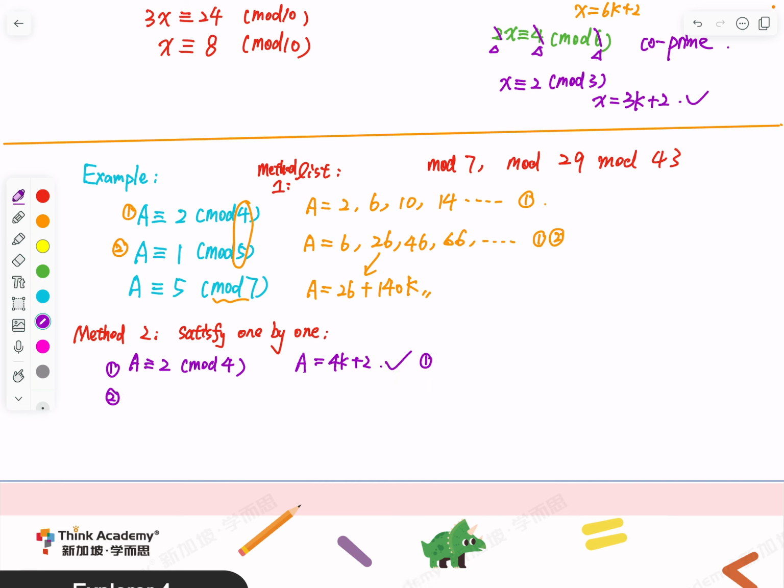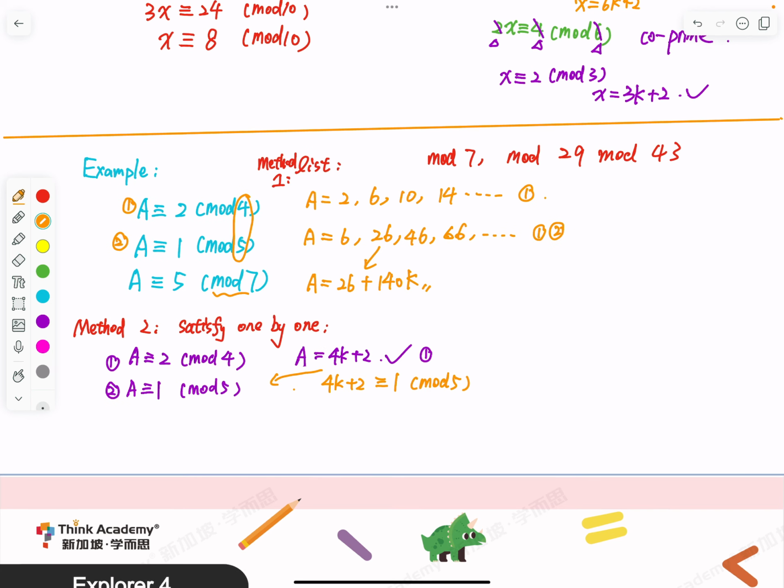Let's put it into the second one, a congruent to 1 if I mod 5. So let's replace a: 4k plus 2 congruent to 1 if I mod 5. That means I need to simplify. Of course, for 4k plus 2, I can just add 1 to both sides, but I cannot subtract 2 this way. So I add 1 to 4k plus 2, and I add 5 on the other side. The equation is still stable. So 4k congruent to 4 if I mod 5. So k congruent to 1 if I mod 5.